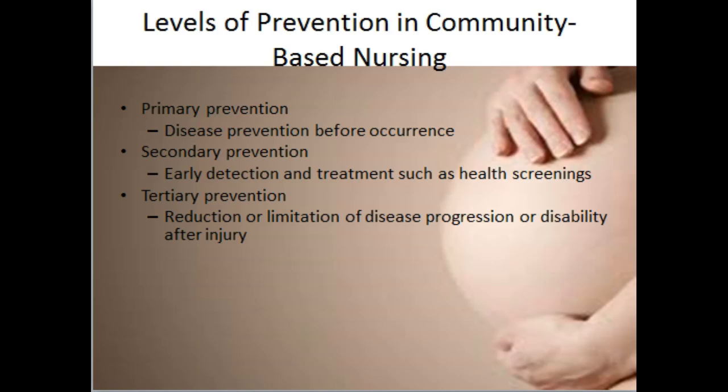Secondary prevention is the early detection and treatment of adverse health conditions. This level of prevention is aimed at halting the disease, thus shortening its duration and severity to get the person back to a normal state of functioning. Health screenings are the mainstay of secondary prevention.